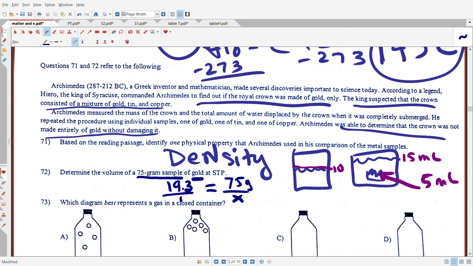So to solve, you're going to cross multiply. You're going to do 19.3 times x equals 75 times 1. Then you divide 75 by 19.3, and you get 3.89. That's what we can round it to. Centimeters cubed. You don't need units. It's not asking for them.